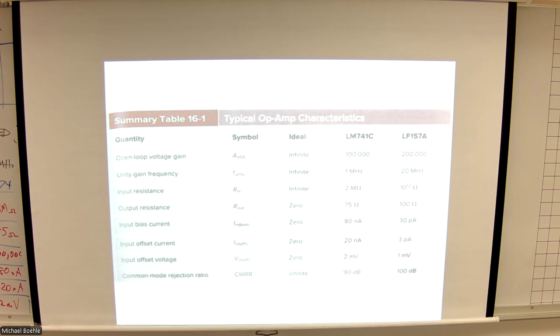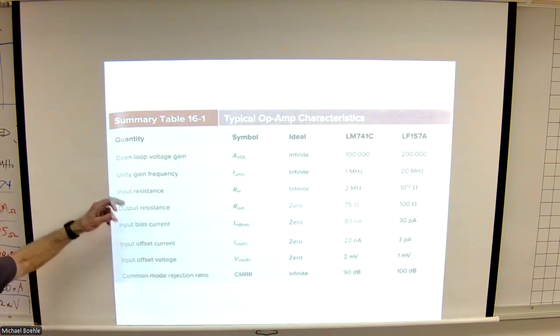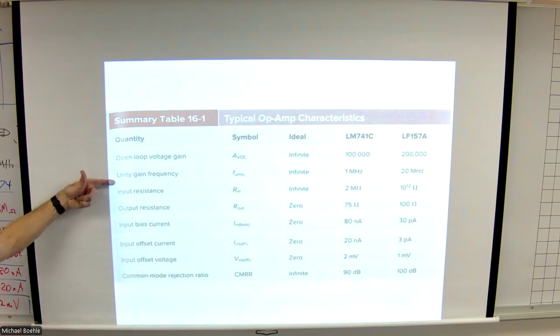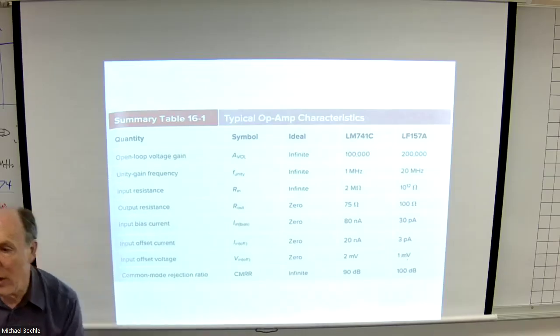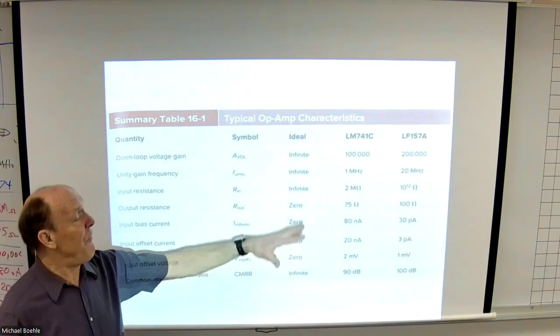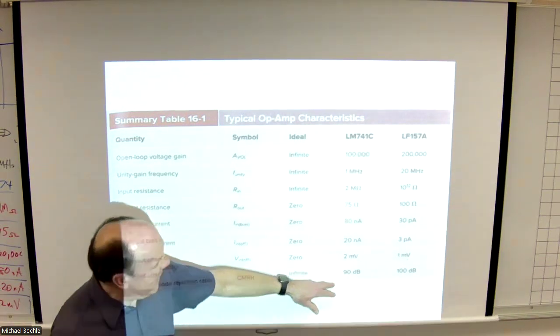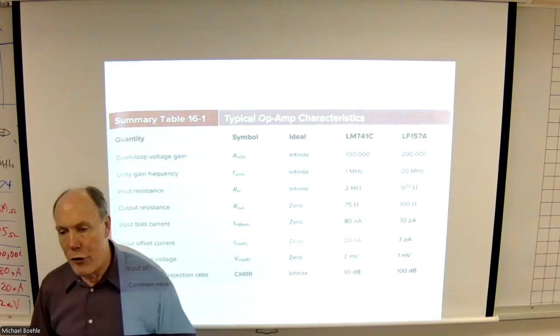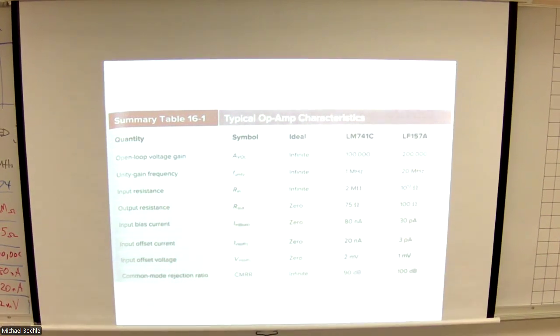This table here kind of summarizes some of the stuff I was doing earlier, right? Ideal, 741, LF157. The only thing on here that I didn't really cover is the common mode rejection ratio. Again, ideally, infinite. Reality, for the 741, about 90 dB. For the 157, about 100 dB. Just a few other numbers.